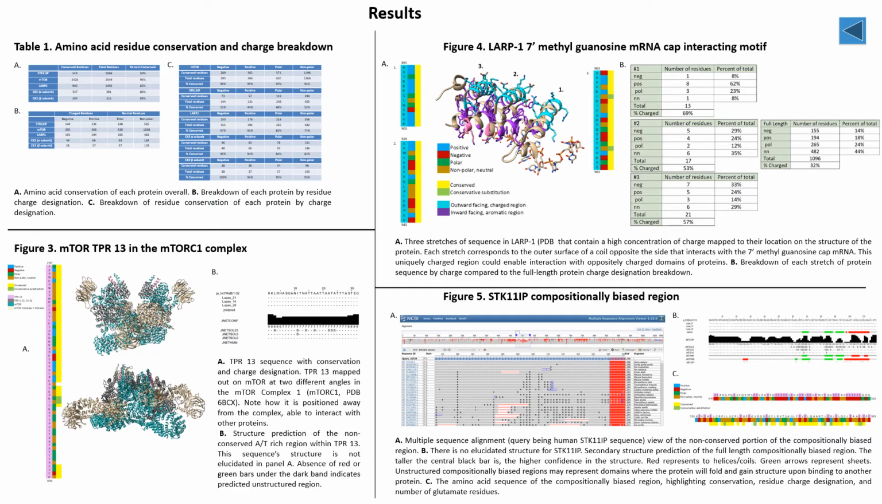In the bottom right, we have the STK11IP compositionally biased region, which is just an area of the protein with a lot of one residue, and that's glutamate here. The first half is not conserved, and you can see it's predicted to be unstructured. The second half is conserved and has some predicted structure, but because the first part is unstructured, it could be a fold-upon-binding domain, which would indicate that it binds to a different protein at this region, and that could cause STK11IP to fold and have a potentially new function.